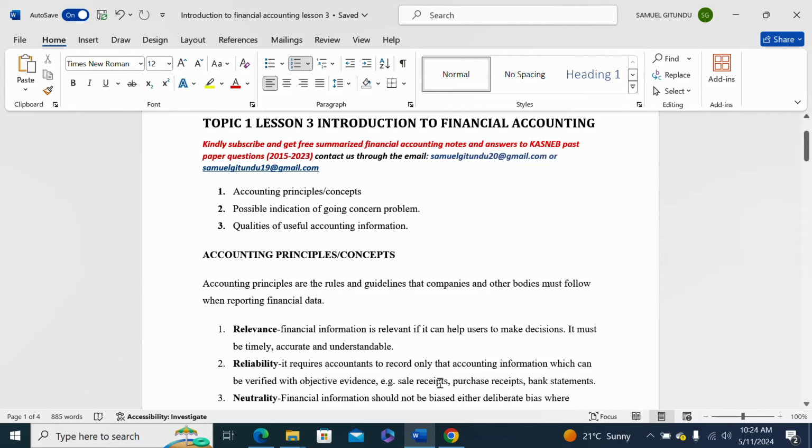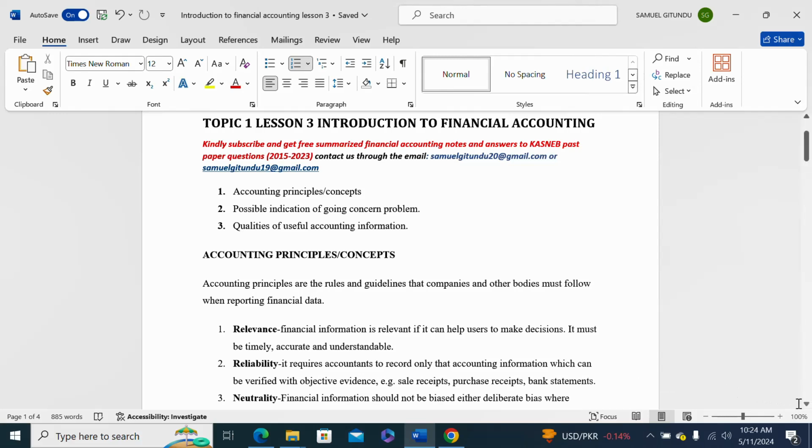If the company has purchased some goods, we must produce purchase receipts to show that actually the company has purchased goods. Purchase receipts are objective evidence. If we have received some cash in the bank or we have received some cheque, then the bank statement should be able to support that actually cash has been credited to our bank account, or cash has been debited from our bank account in case of payment. So that is what we are calling objective evidence.